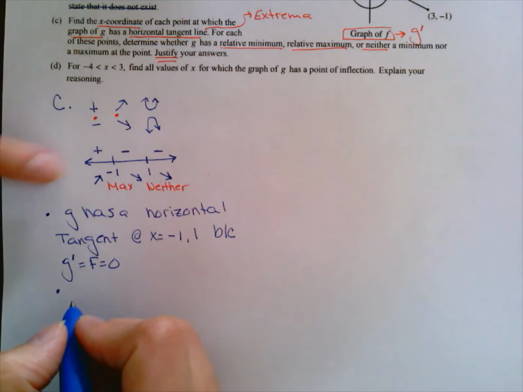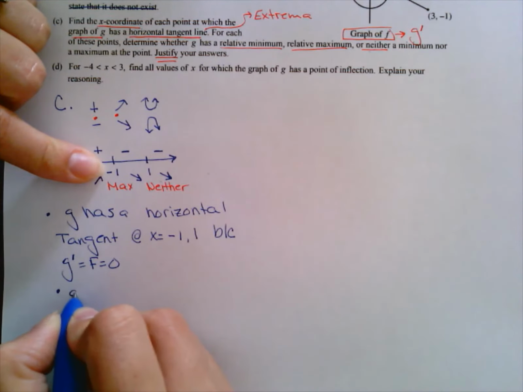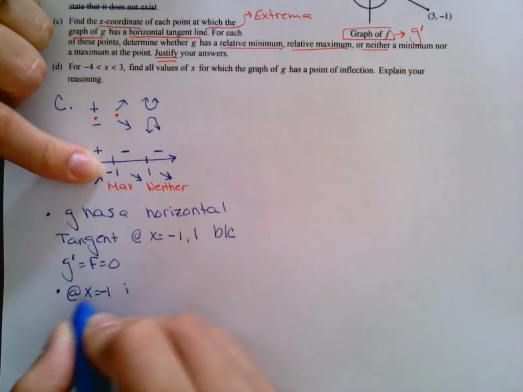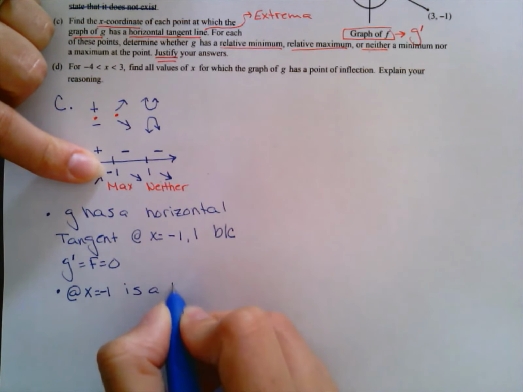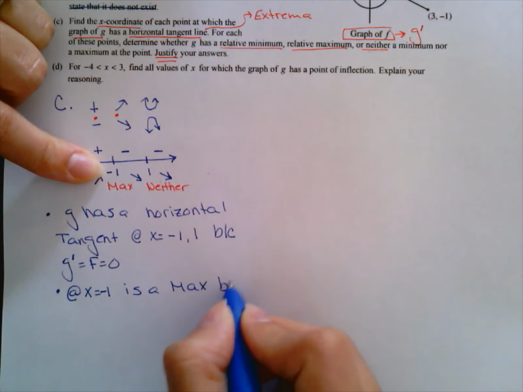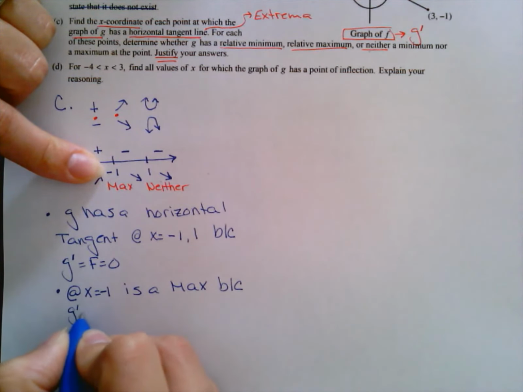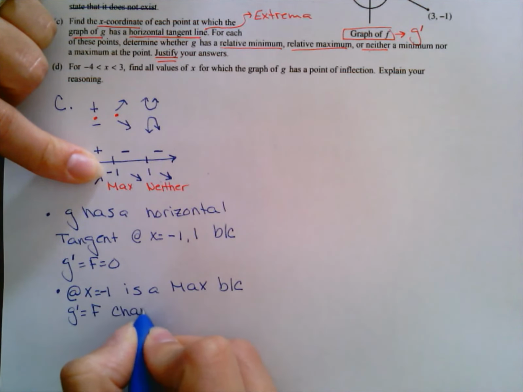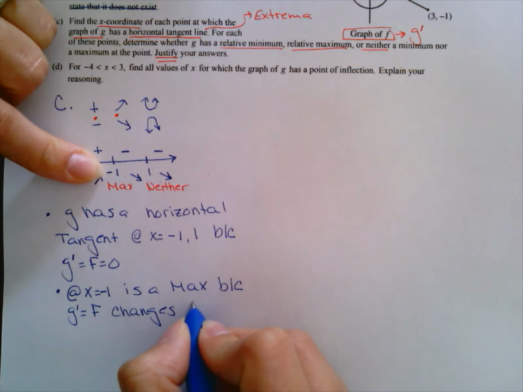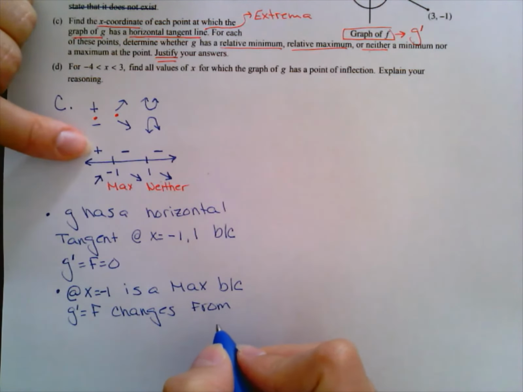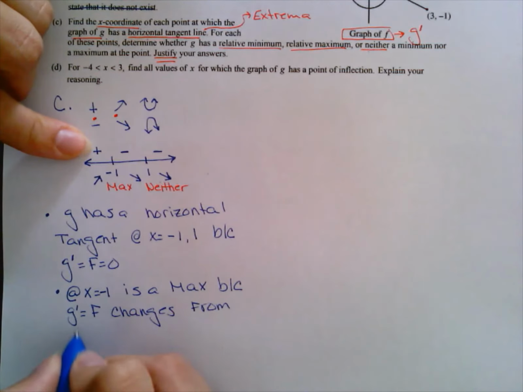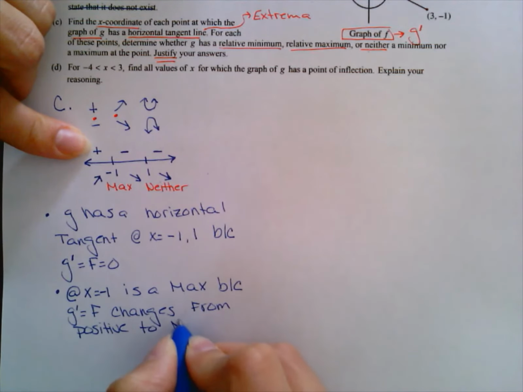I'm going to be more specific to say that at x equals -1, it's a max. So x equals -1 is a maximum because G prime, which in this image was f, changes from above to below, but we're not going to use visual above to below. We're going to change from positive to negative.